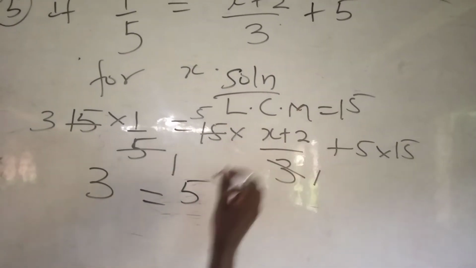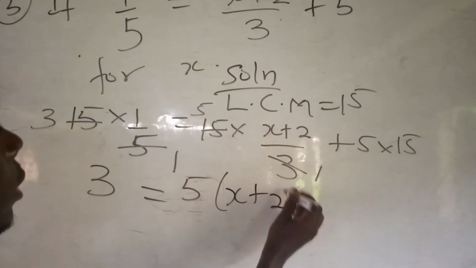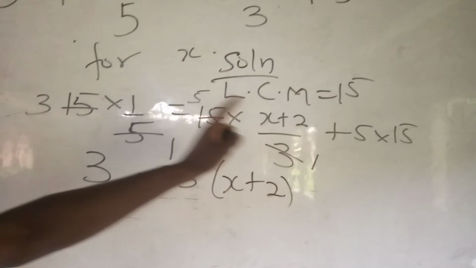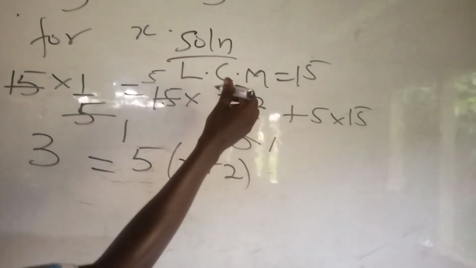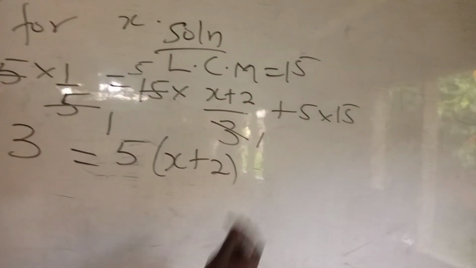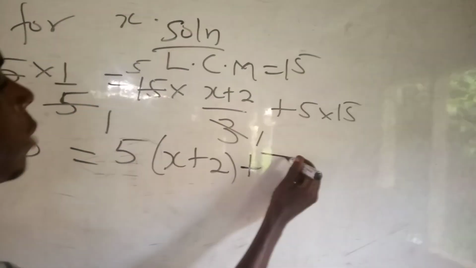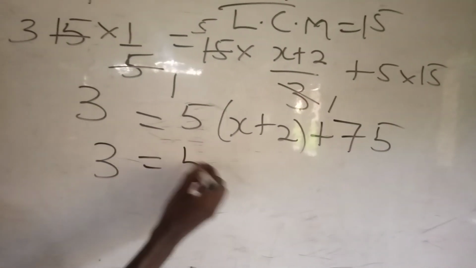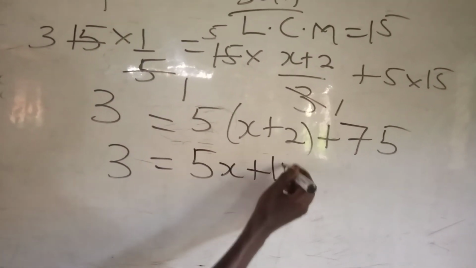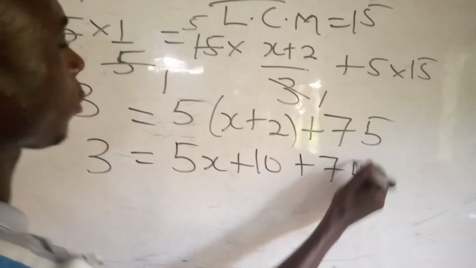You put this one in brackets. You can't multiply 5 times x, 5x, and leave this 2. Always, if you have something like this, you group it in brackets. Plus 5 times 15 is 75. So 3 is equal to 5 times x is 5x plus 10 plus 75.